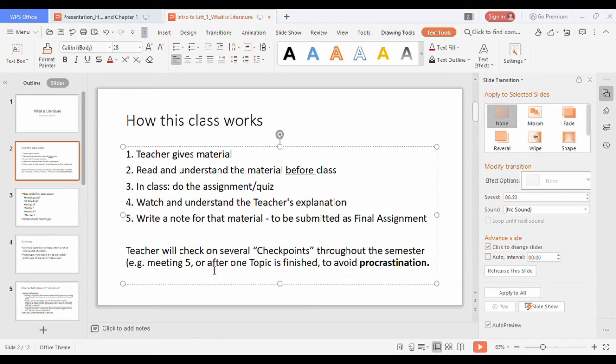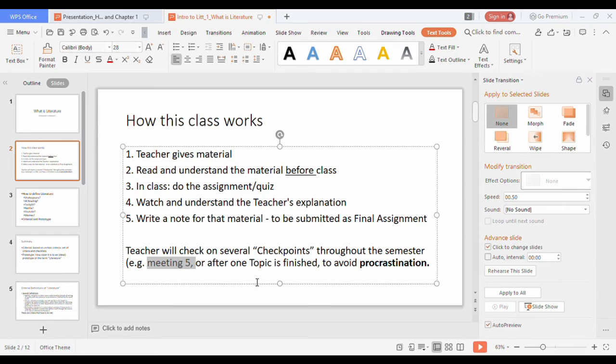Usually this is after one topic is finished, but I will also set a specific time to do it. For example, I think it was on meeting 5. So on meeting 5, all of you must submit your notes about what you have written so far. What will I do then? Do I give the grade?